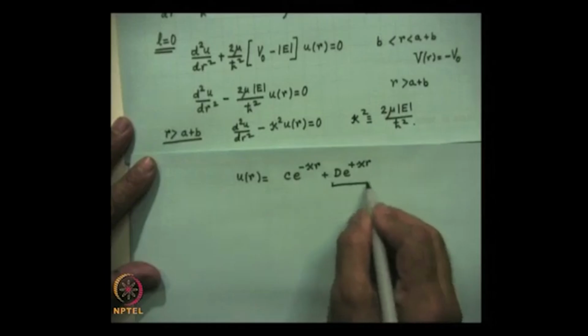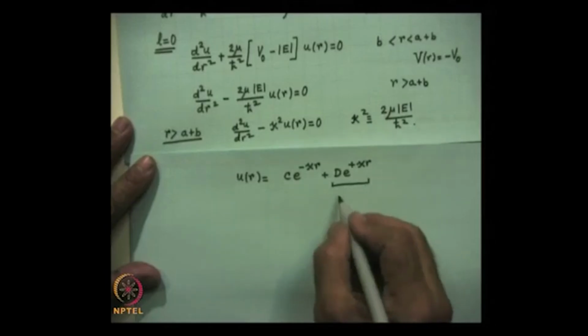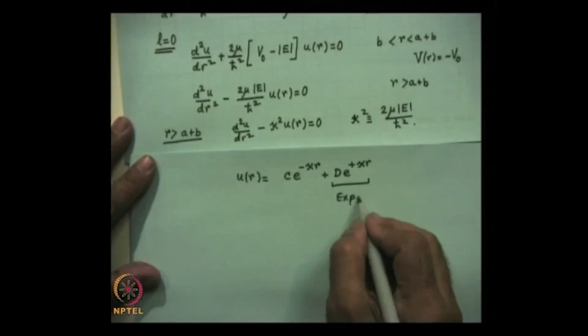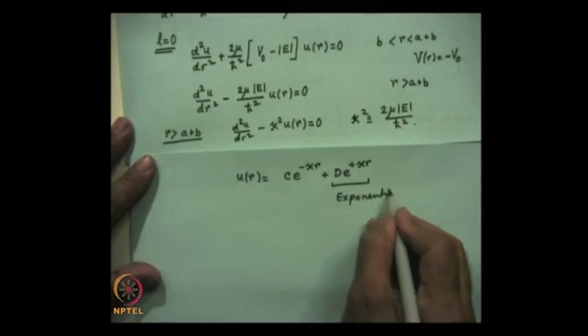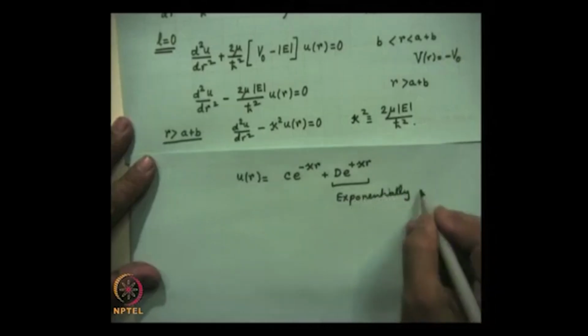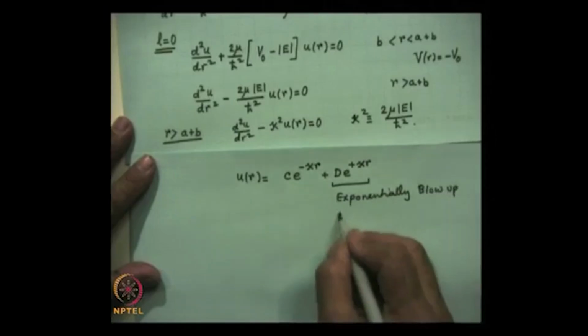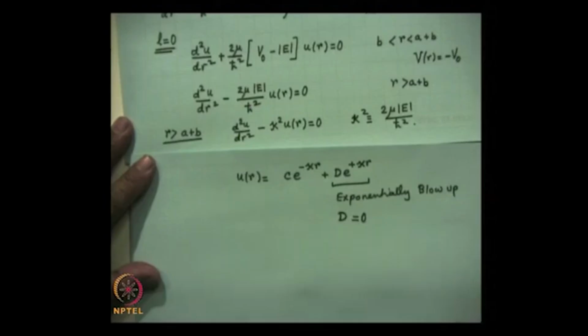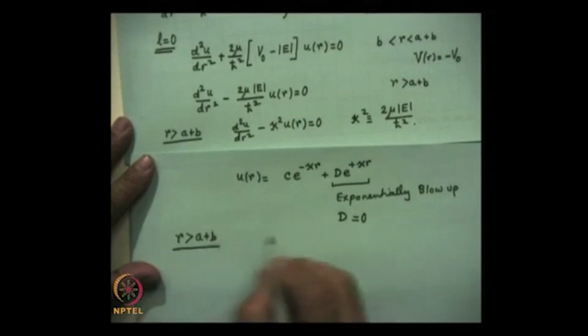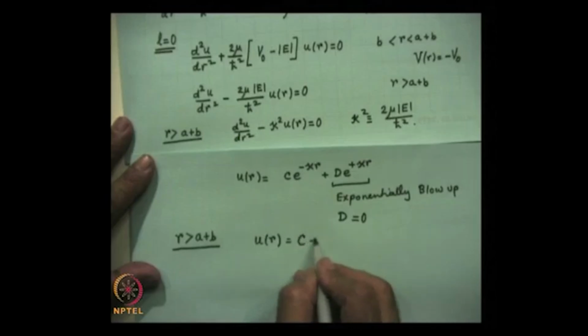This will exponentially blow up, and therefore the wave function will not be normalizable. So, we must choose d equal to 0. So, in the region r greater than a plus b, the wave function will be u of r is equal to c e to the power of minus kappa r.